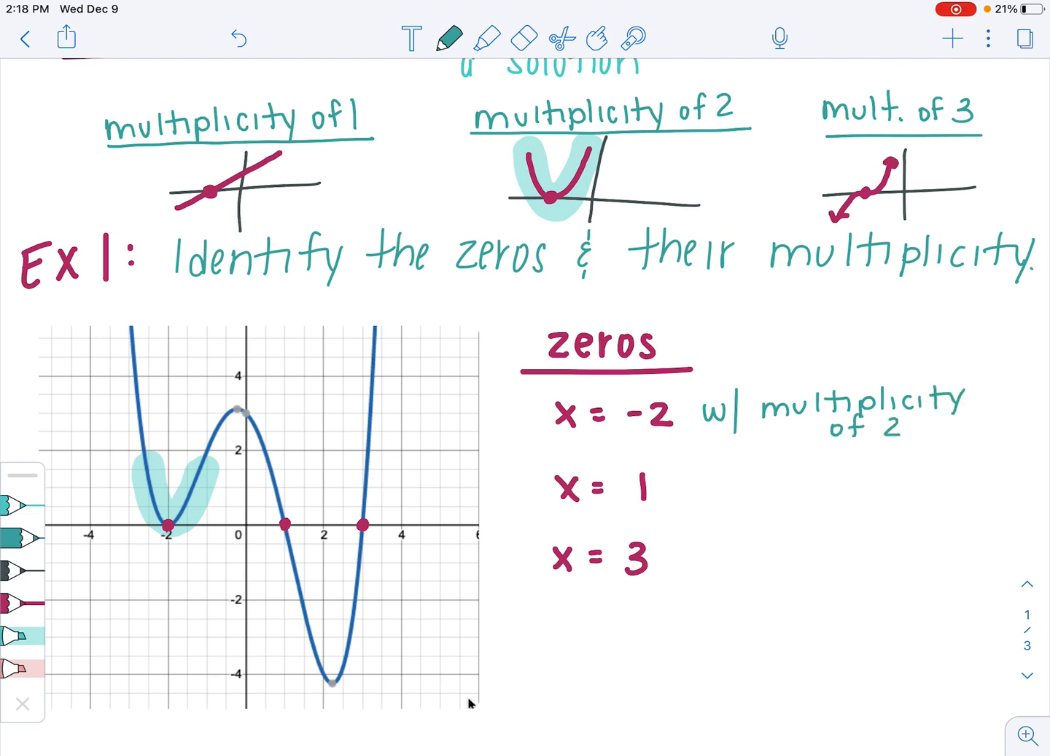That means that if I set this equation equal to 0 and solved it, I would get the answer x equals -2 in 2 different places. 2 of my factors would give me a solution of x equals -2. Then when I look at x equals 1, I see that it passes straight through the graph. So that means we have a multiplicity of 1, because it passes right on through. And when I look at 3, it passes straight through again, so that's also a multiplicity of 1.